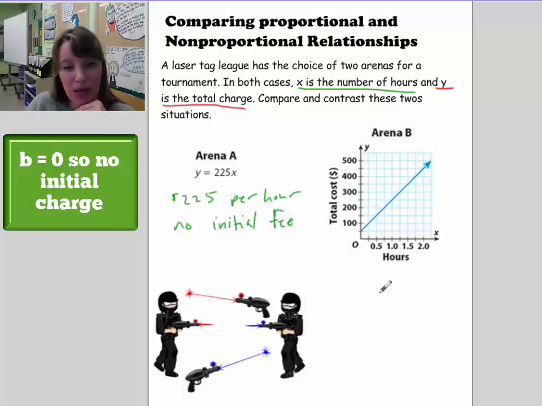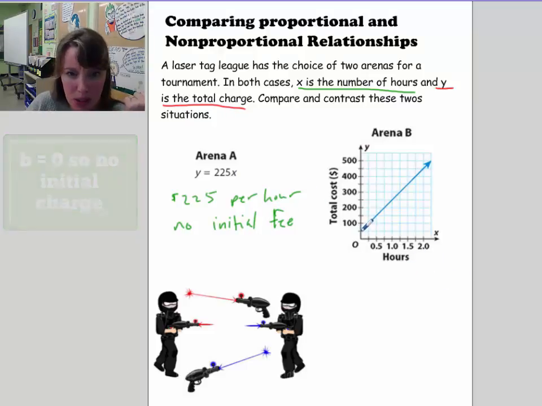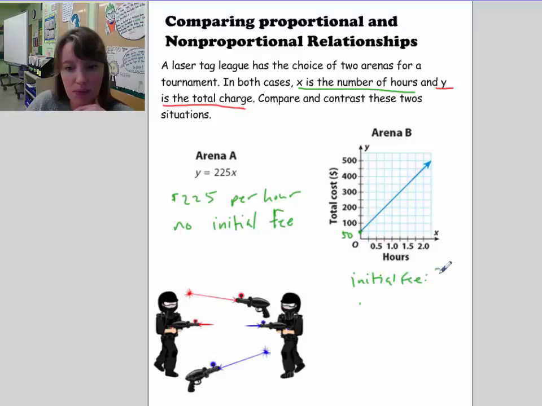Arena B has a different cost structure. Arena B starts at $50, so the initial fee is $50. And for 1 hour, it goes to $250. So after you paid $50, this is a rise of $200 across 1 hour. So their per hour fee is a little bit cheaper than Arena A, at $200 per hour.